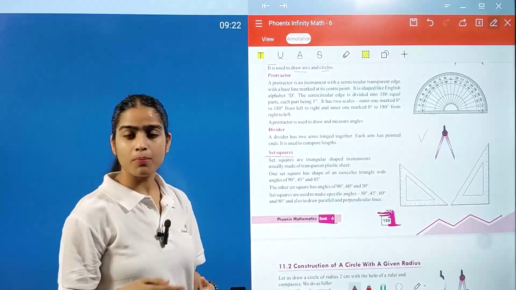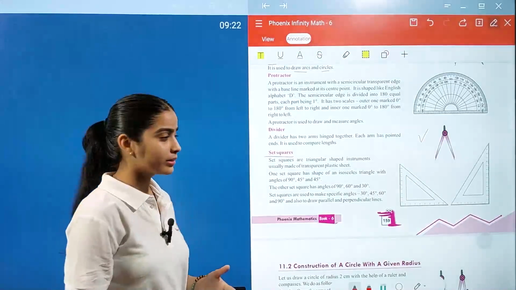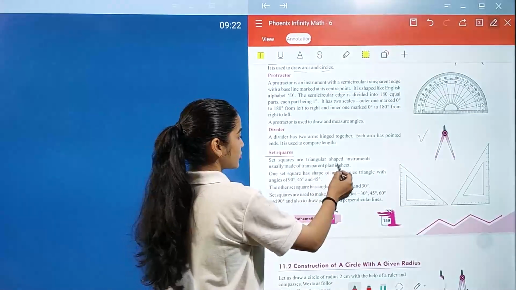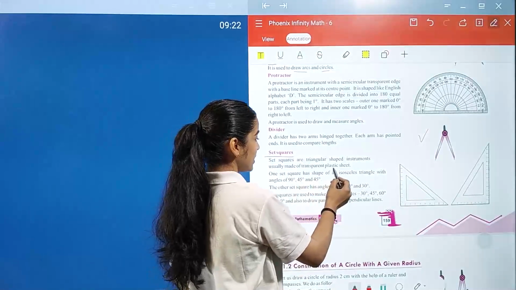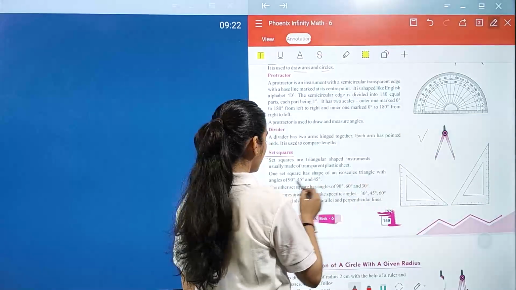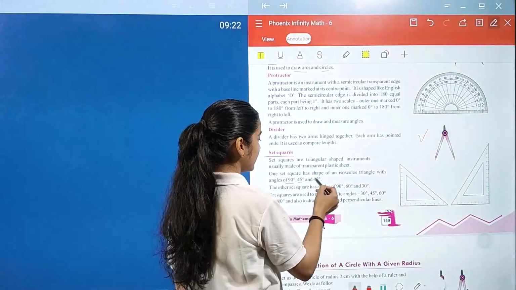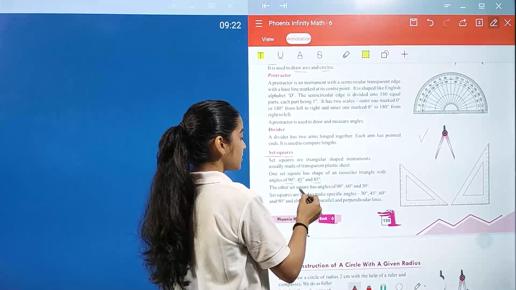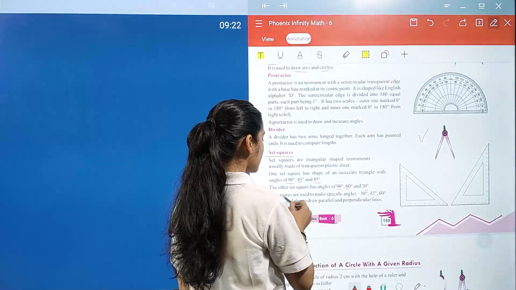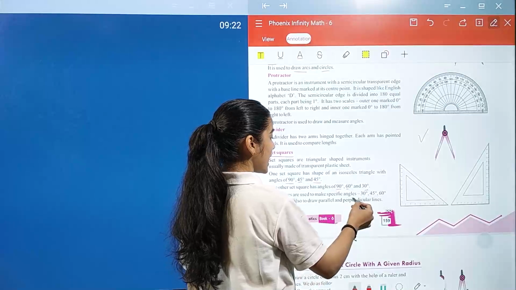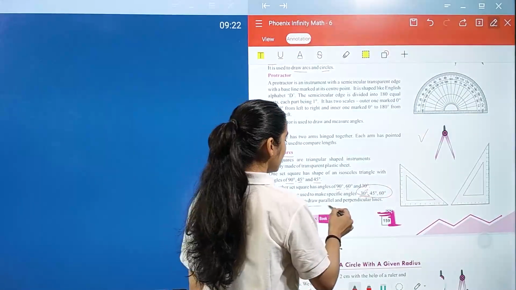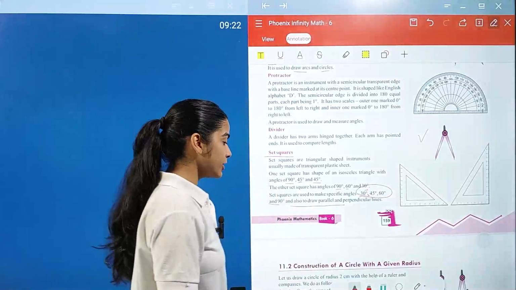You already know the use of set squares. When you have to make a polygon or a quadrilateral, you use these set squares. Set squares are triangular shaped instruments, usually made of transparent plastic sheet. One set square has the shape of an isosceles triangle with angles 90 degrees, 45 degrees and 45 degrees. The other set square has angles of 90 degrees, 60 degrees and 30 degrees. Set squares are used to make specific angles, these 30, 45, 60 and 90, and also to draw parallel and perpendicular lines.